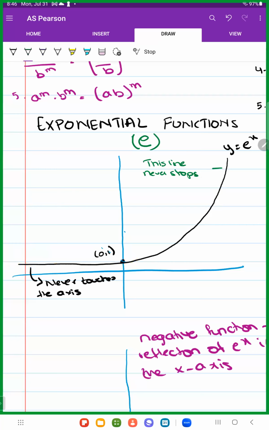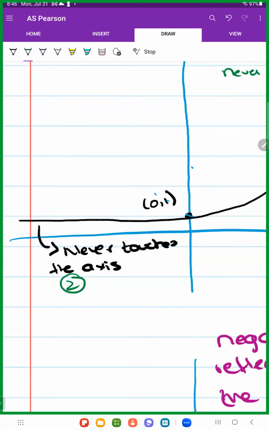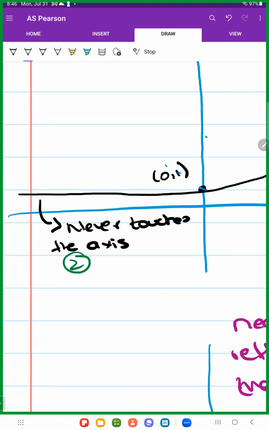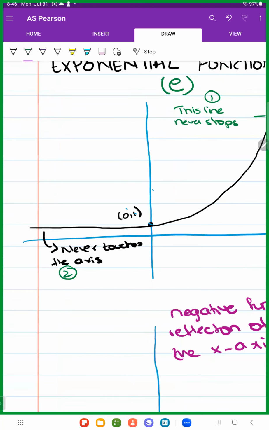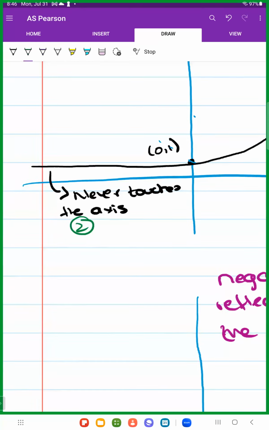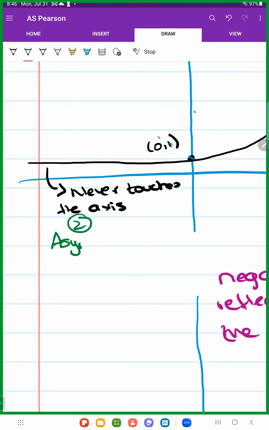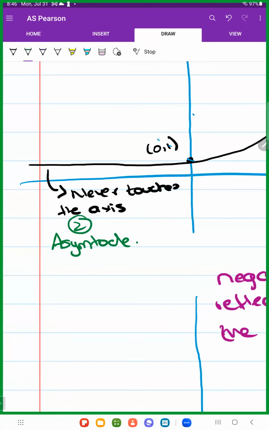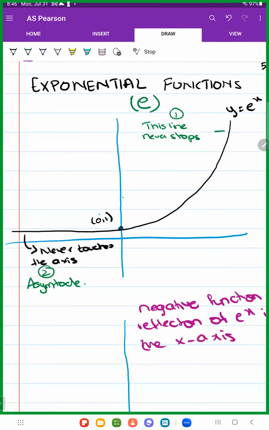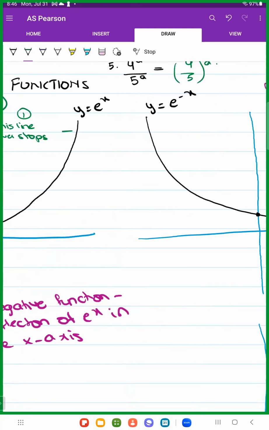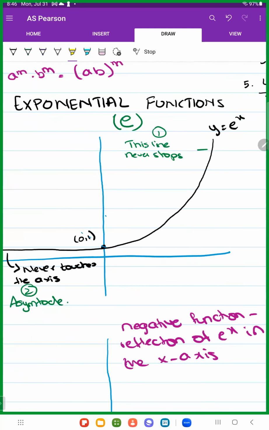The second thing you need to know is, this line will never touch the x-axis. It will come very close to the x-axis, but it will never touch the x-axis. It's called an asymptote. Have you ever heard of it? It's called an asymptote because it never touches the x-axis, all right? So this is the graph for e to the x, all right? This is a positive x value.